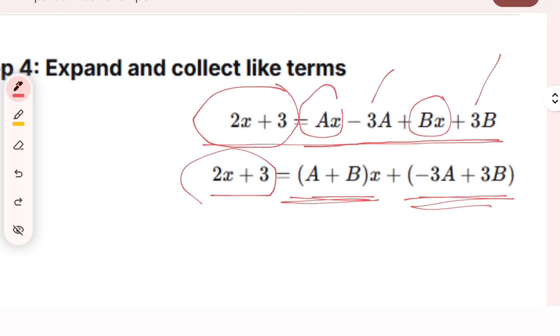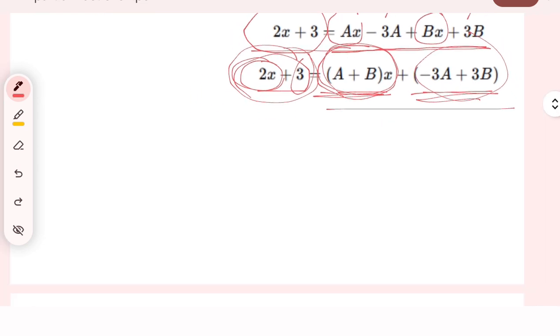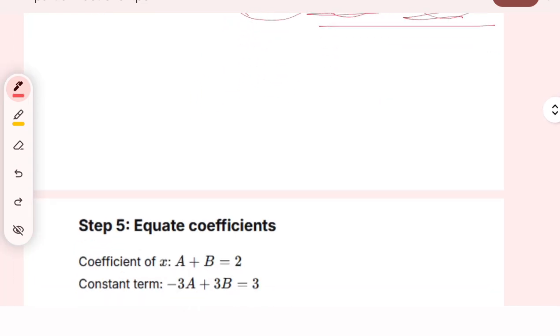But if you look at the formula, we have 2x plus 3 is equal to this. That means this 2x is actually equal to this, right? 2x is equal to this one because it has a coefficient of x, coefficient times x, right? This constant would be equal to this constant here. So that means we can equate.